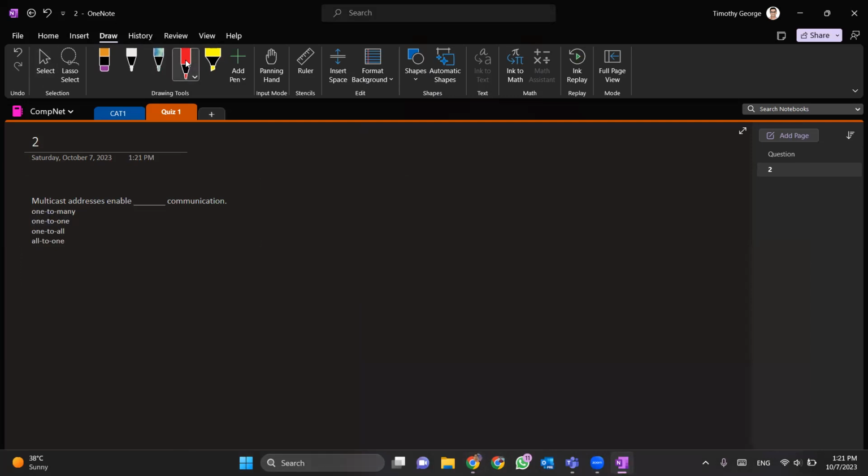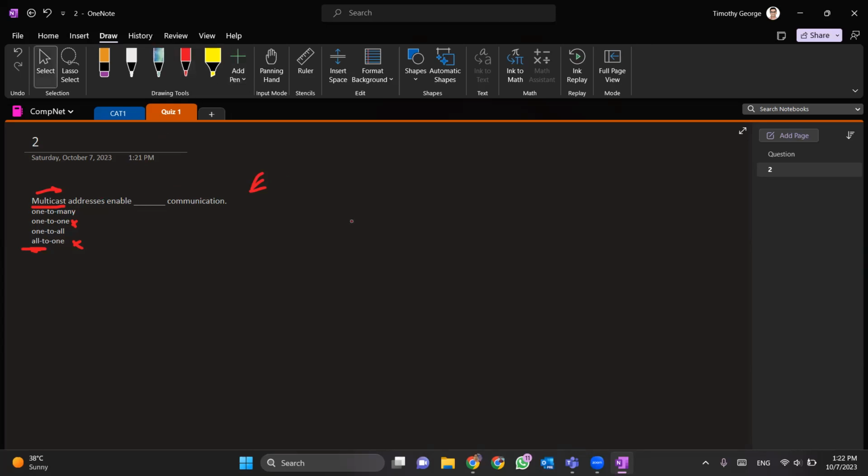So we know from the name multicast, it has to go to many places. That definitely eliminates one to one and all to one. Even although it has all, it's being cast to all. Multicast is saying it's going from one place to many places, so it's not all to one either. Now the two things you have to take care of are one to many and one to all. These are confusing options.